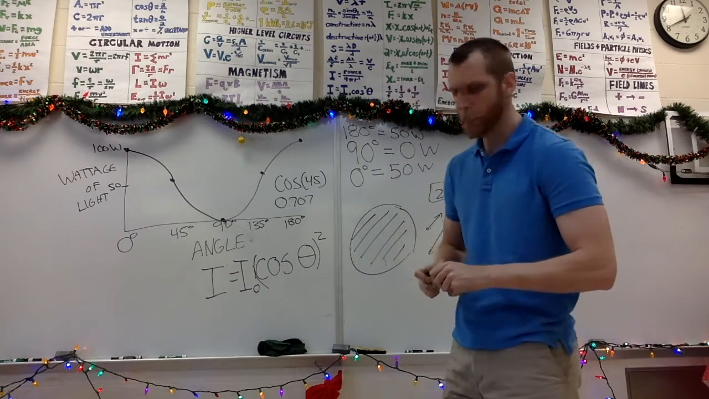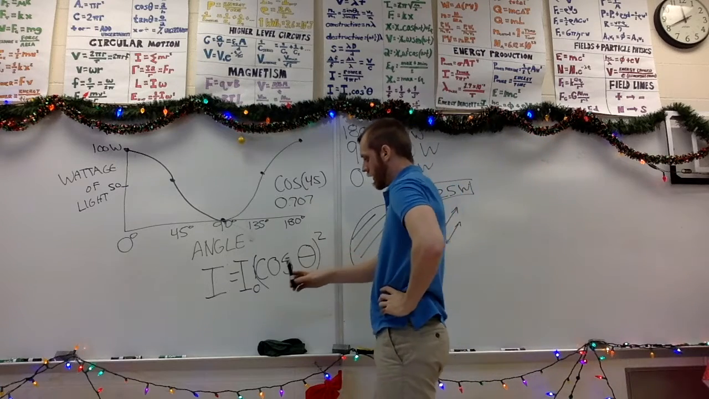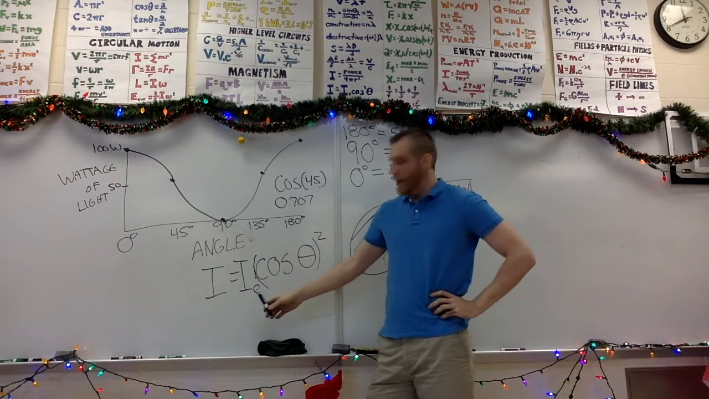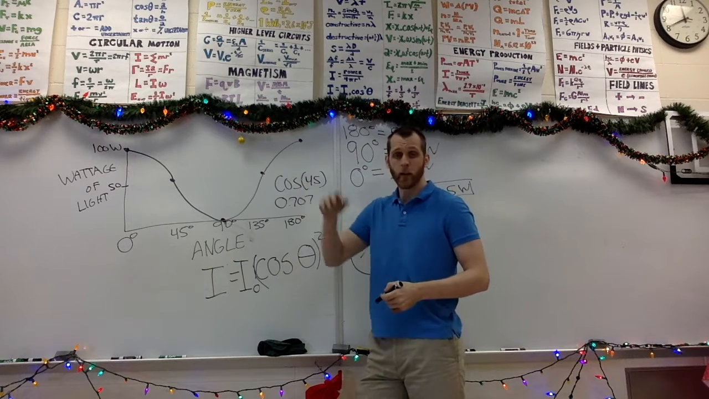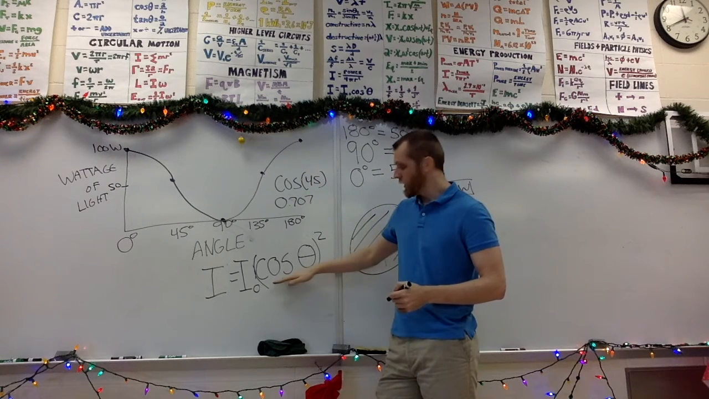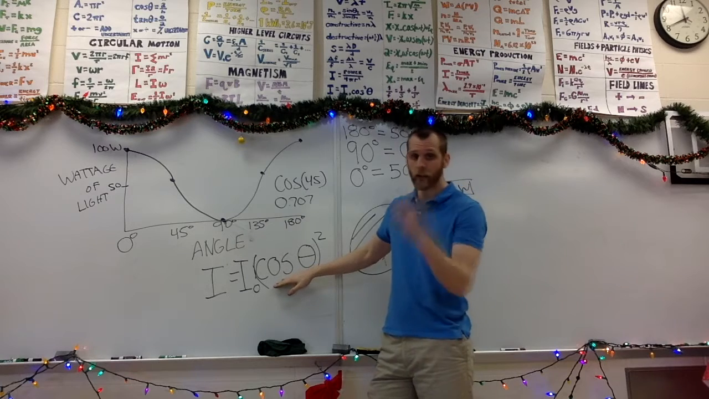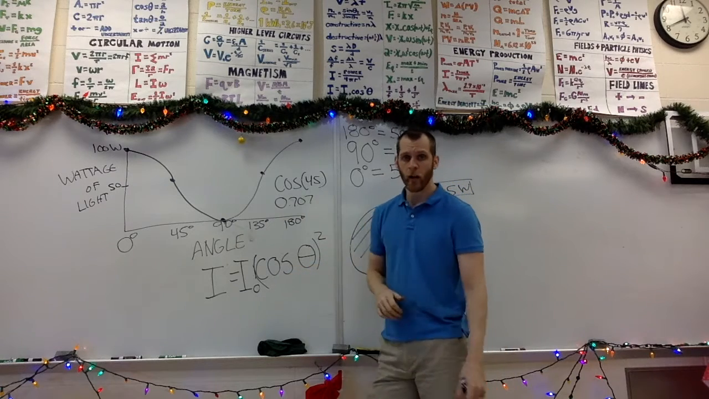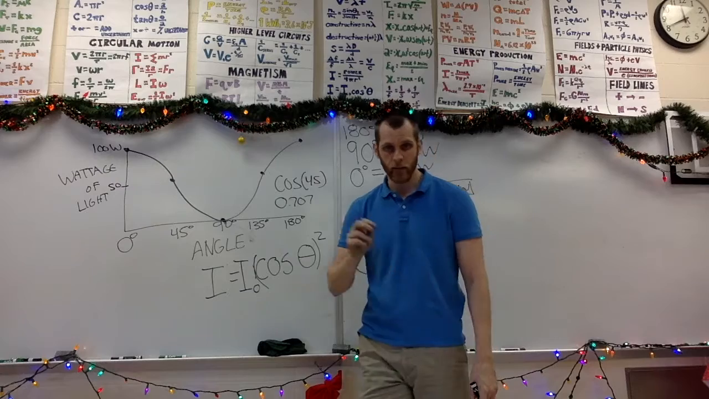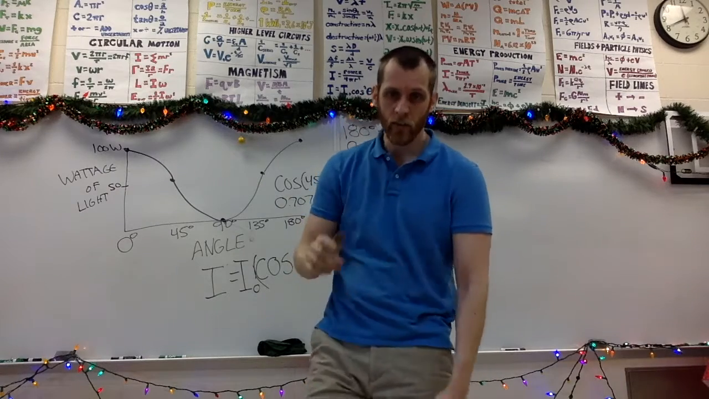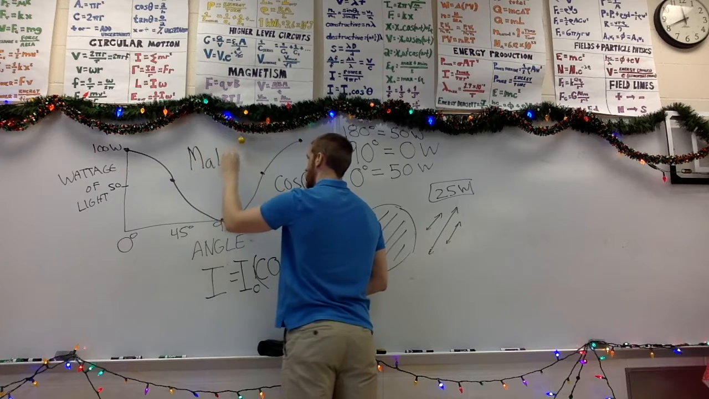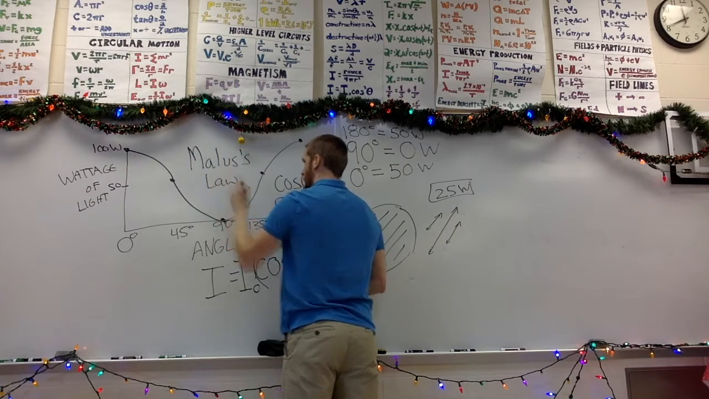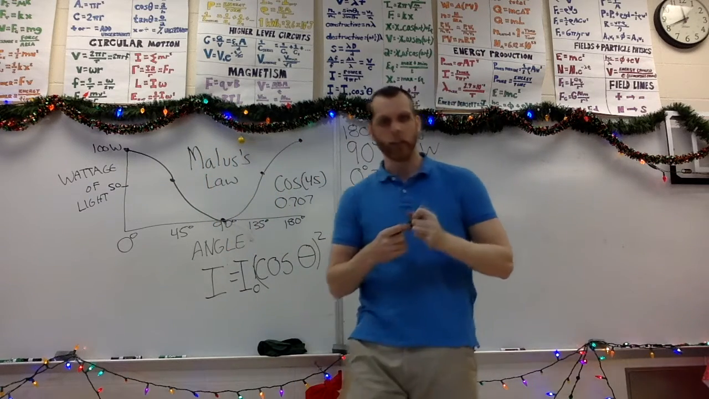So what does that mean? Well, that means that I can plug in any intensity of light I want for I0, let's say 100 watts, and I multiply by the cosine of any angle I wanted to, and I square that number, I can figure out how much light gets through the second polarizer. This is called Malus's law. And it's all about polarization of light.